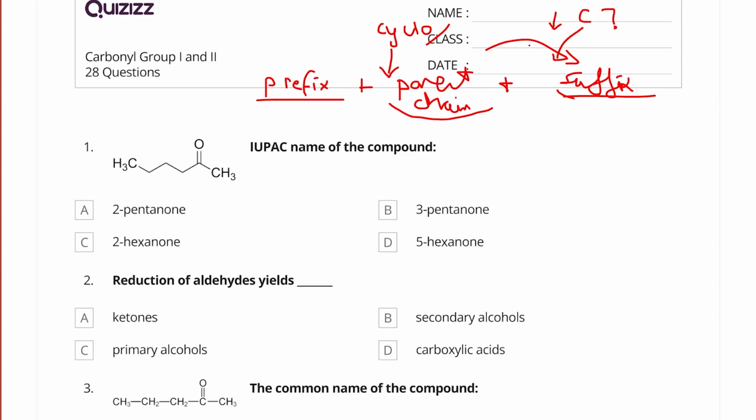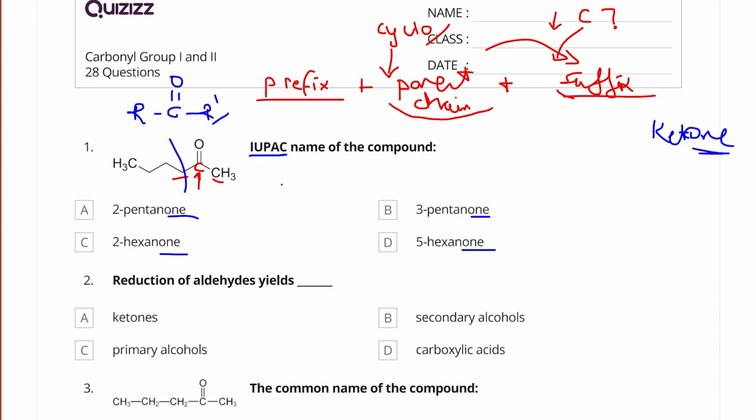Let's start question 1. IUPAC name of the compound. As you see here, we have a carbonyl group, and this carbonyl group forms 2 sigma bonds with other carbon backbones. So we have the pattern R bonded to the carbonyl group and the second R. So this is a ketone, my friends. The suffix must be "one". Let's check the options. As you see, all options include the "one" suffix. We cannot eliminate any of them.